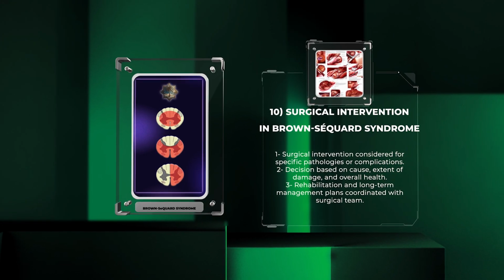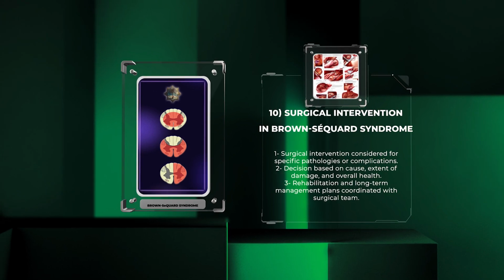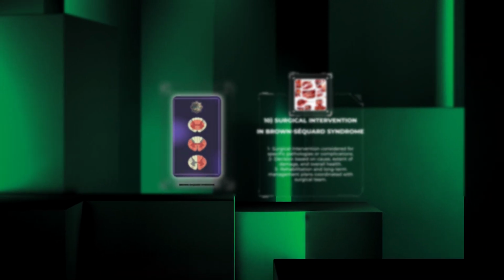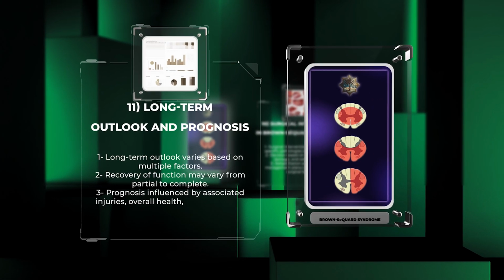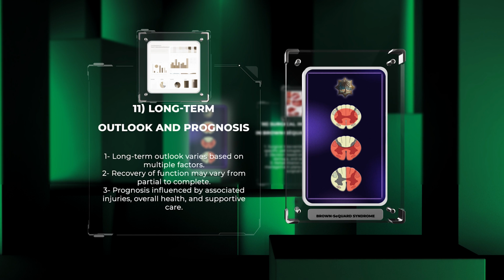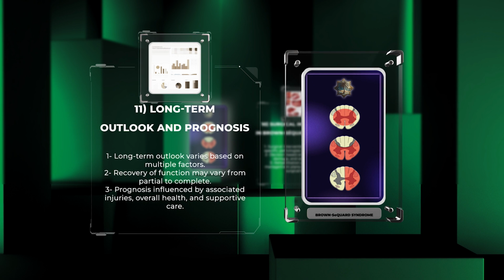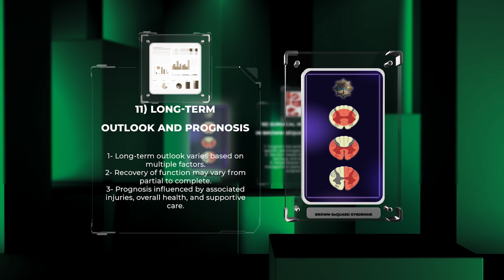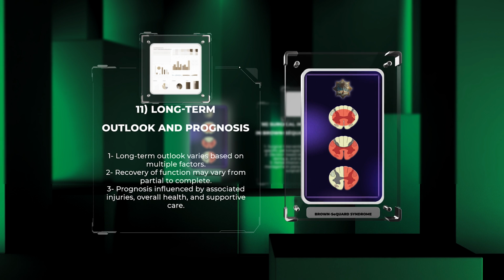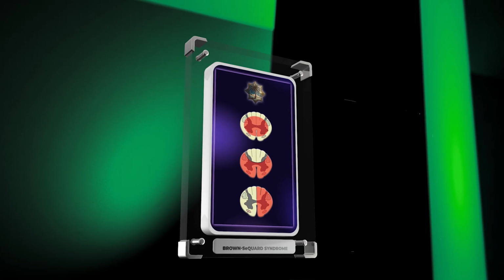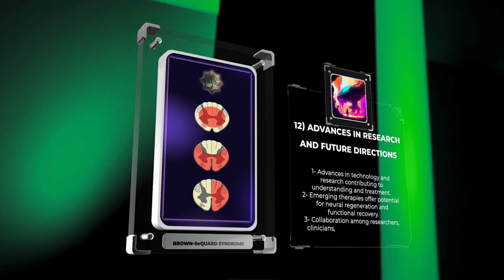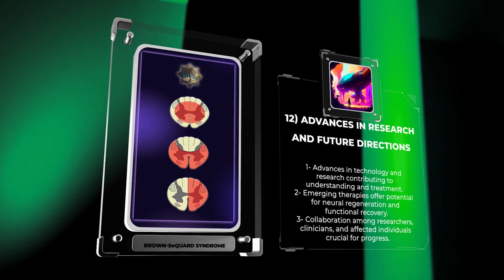Rehabilitation and long-term management plans should be coordinated with the surgical team to optimize outcomes and improve the patient's overall functional capacity. The long-term outlook for individuals with Brown-Séquard syndrome can vary depending on several factors, including the cause and level of the spinal cord injury, the extent of neurological deficits, and the availability and effectiveness of treatments and rehabilitation strategies. Some individuals may experience partial or complete recovery of sensory and motor function over time, while others may have persistent deficits. The prognosis also depends on associated injuries or complications, as well as the individual's overall health and supportive care. Advances in technology and medical research continue to contribute to our understanding of Brown-Séquard syndrome and its potential treatments.